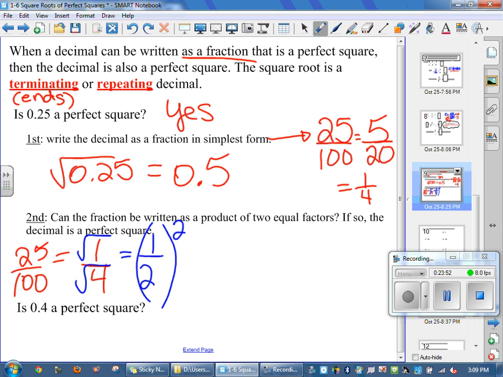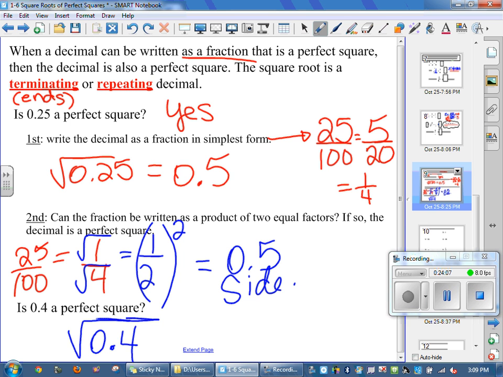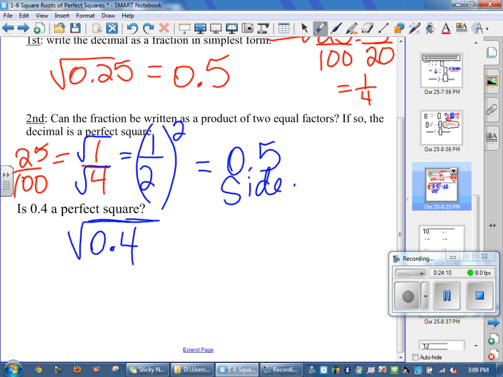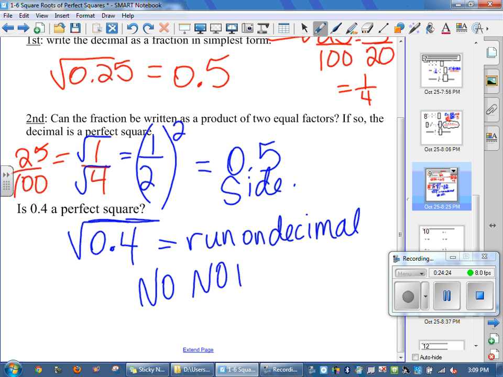Now I want you to try this one. 0.4. Take the square root of 0.4 and see what you get. Is it a perfect square? Everybody try that, please. Okay, so this is not a perfect square. So we would say it equals a run-on decimal. So no, not a perfect square. We're going to try these ones.